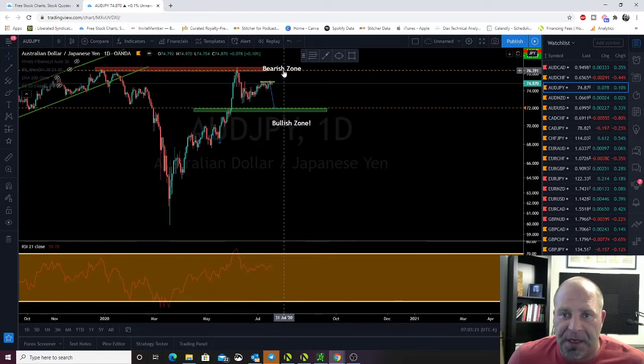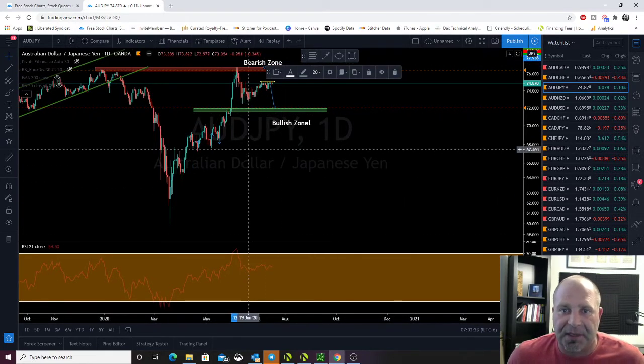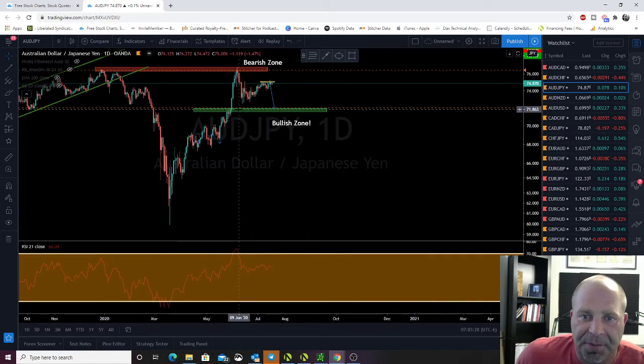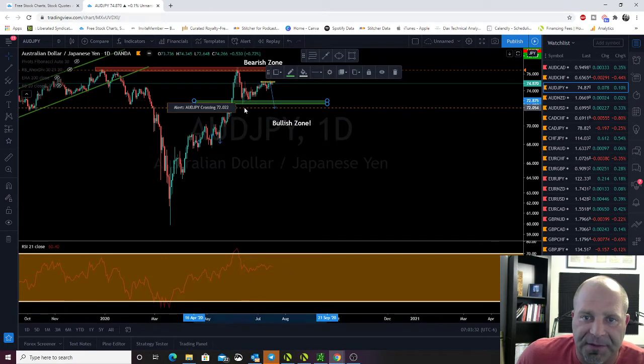Australian dollar JPY. You can see we kind of straddled price with our alerts here. We could probably scoot this one up. I kind of want to see what happens at that area.